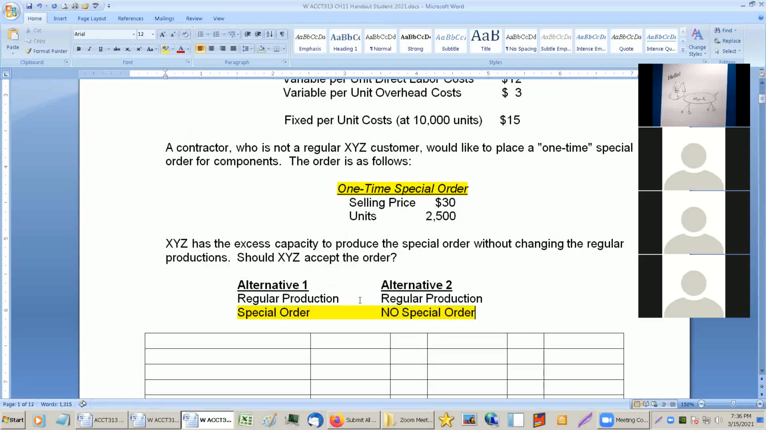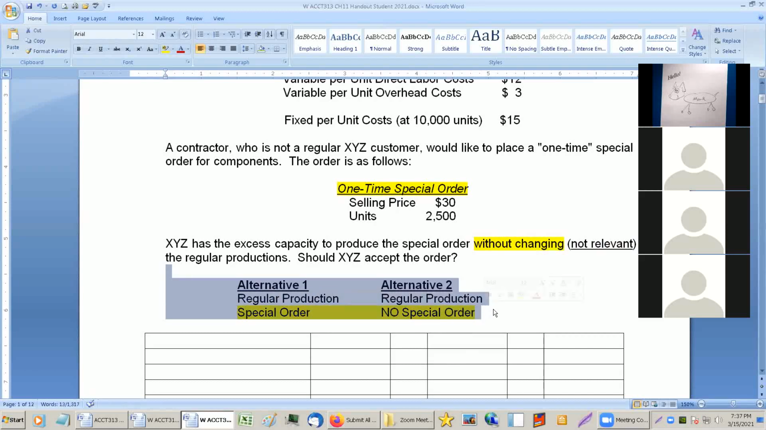So regular production is not relevant. It doesn't change. Because it's without changing, it's not relevant. If it changed, it'd be relevant. So really the only thing that we have to look at here is a special order. So it's taking the special order or not taking the special order. If we just do an analysis of the special order, that's all we need.